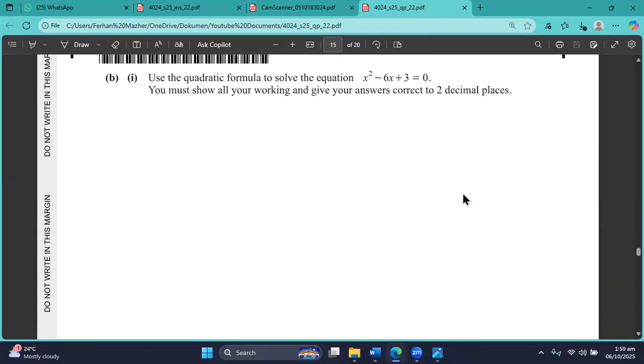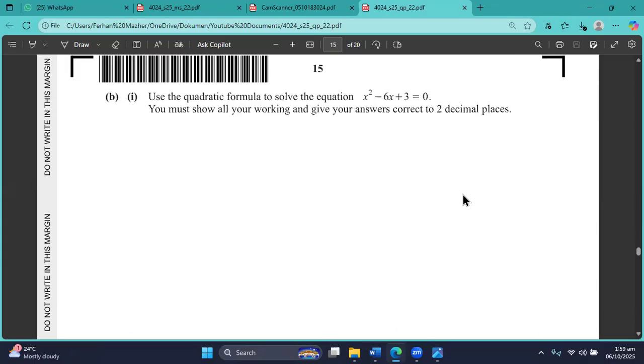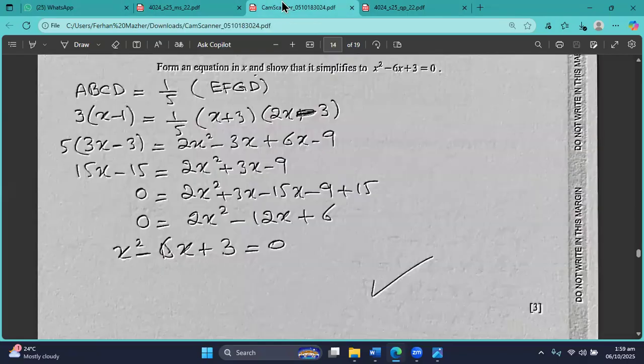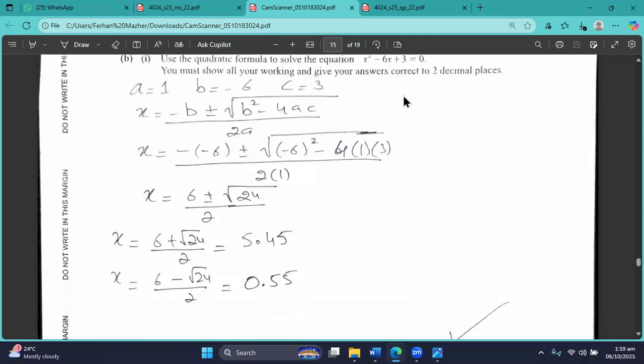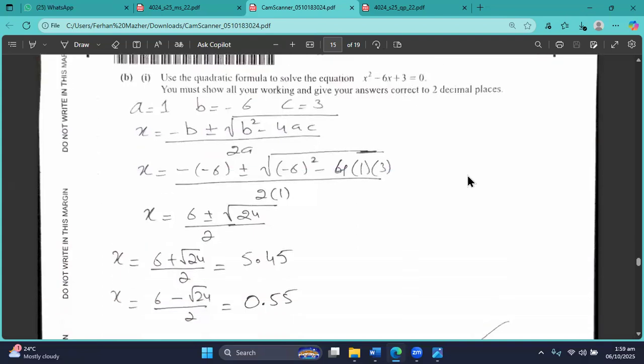Then the B part, he says use, B first part, use the quadratic formula to solve this equation, x square minus 6x plus 3 equals 0. You must show all your working and give your answer correct to 2 decimal places. So it's a 3 marks question, and they want me to solve this by using the quadratic formula. I will apply the quadratic formula here. You see the value of the a here is 1, the value of the b is minus 6, the value of the c is 3.